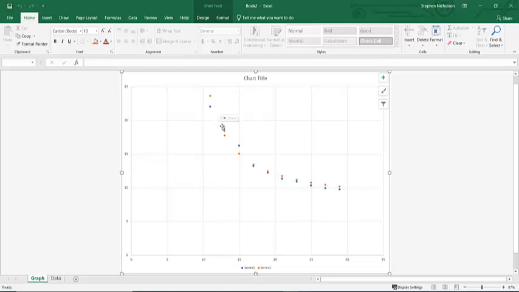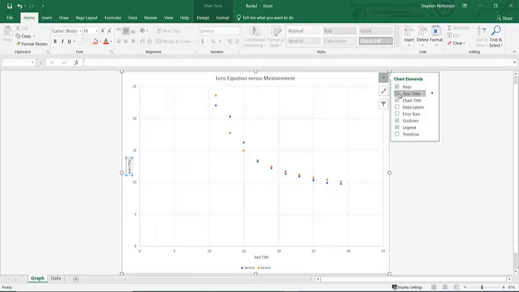So let's do the chart title. We'll call it lens equation versus measurement. Okay. We'll click on the graph. In general, we'll put the plus. We need axes titles. We need a legend. Okay.